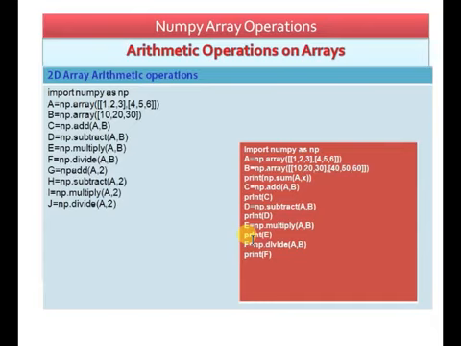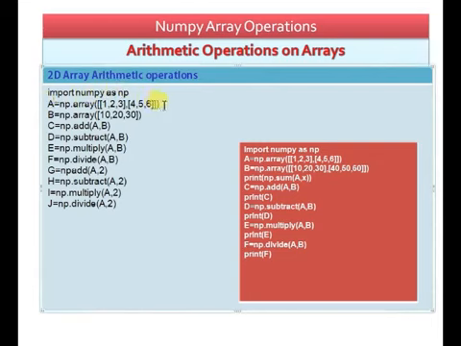Now revise arithmetic operations on 2D arrays. But in this code, actually there is a mix of 1D array as well as 2D array. So A is equal to np.array 1 2 3 4 5 6. So A is of 2 dimensions. The shape of A is 2 comma 3.